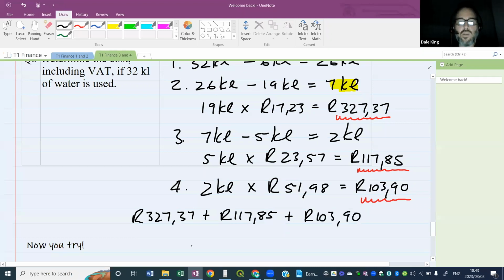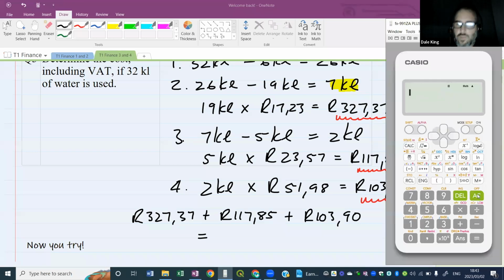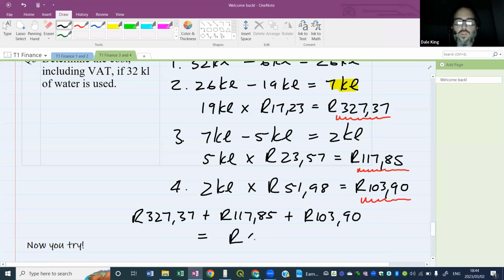Now you guys just get ready because you're going to do the next one. All right. So 327.37 plus 117.85 plus 103.9. Okay. This gives us a total charge of 549 Rand and 12 cents. 549 Rand. Hold on.